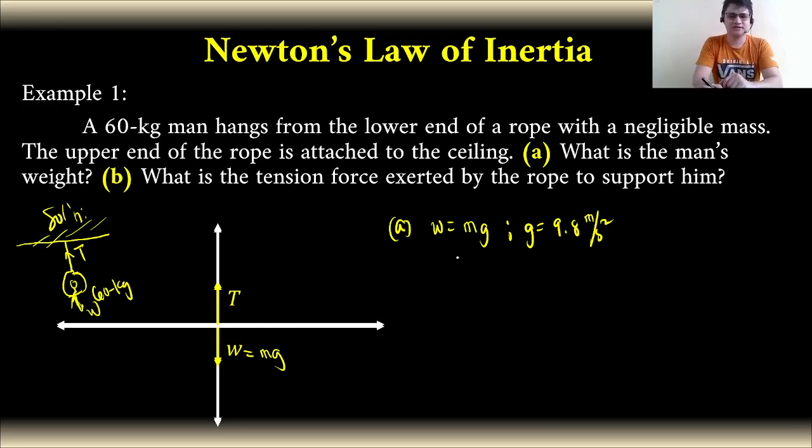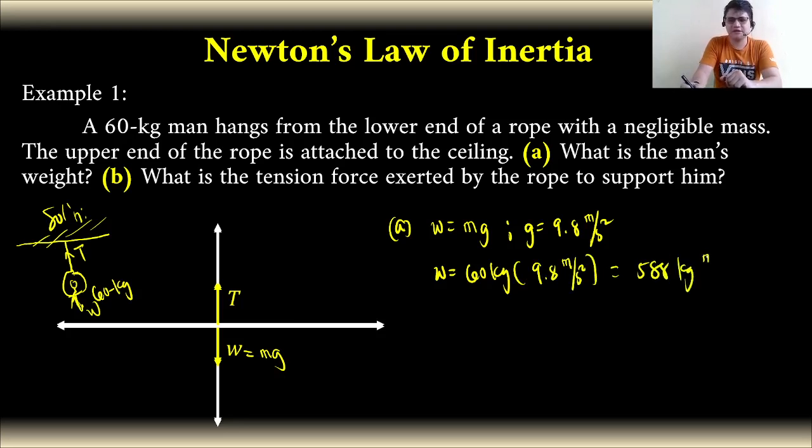Basically, after substituting 60 kilograms, the weight of this man is equal to 60 kilograms times 9.8 meters per second squared, which straightforwardly gives us 588 kilogram meters per second squared. Now here, we have to take note that 1 kilogram meter per second squared is equal to 1 newton, where 1 newton is the unit of force. Thus, the weight of the man is equal to 588 newtons.